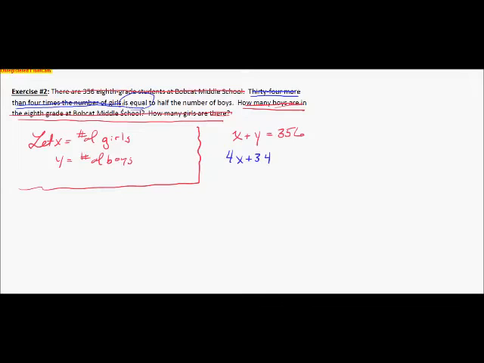Then I run into is equal. Well, that would tell me to put an equal sign. All right, and it's equal to what? It's equal to half the number of boys. Well, when I half something, I multiply by a half, and the number of boys is y. All right, so there's my two equations that I'm going to use to figure out how many girls and how many boys.